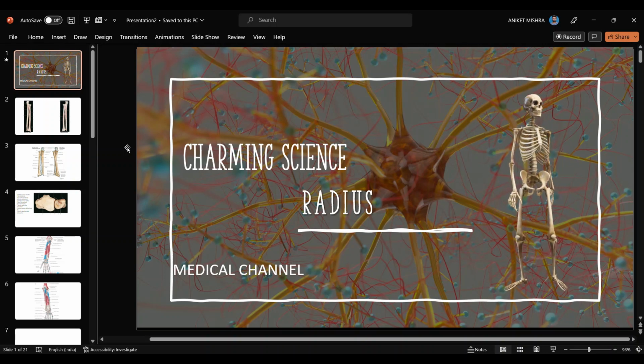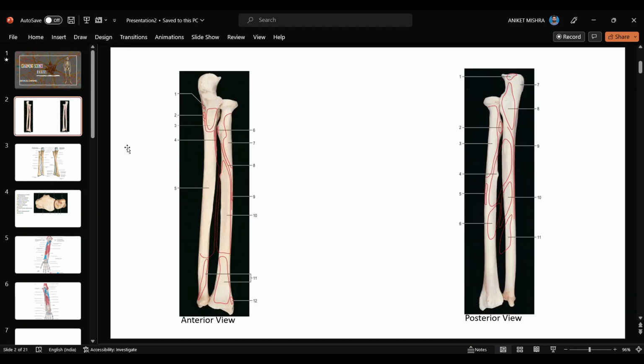Today we are going to see the bone radius. If we talk about the radius, then we will see that the radius is the lateral bone of the forearm. So, this one is the radius, and this is the lateral side of the forearm. When we compare it with the lower limb, it's just like the tibia. The radius has an upper end, a lower end, and a shaft.